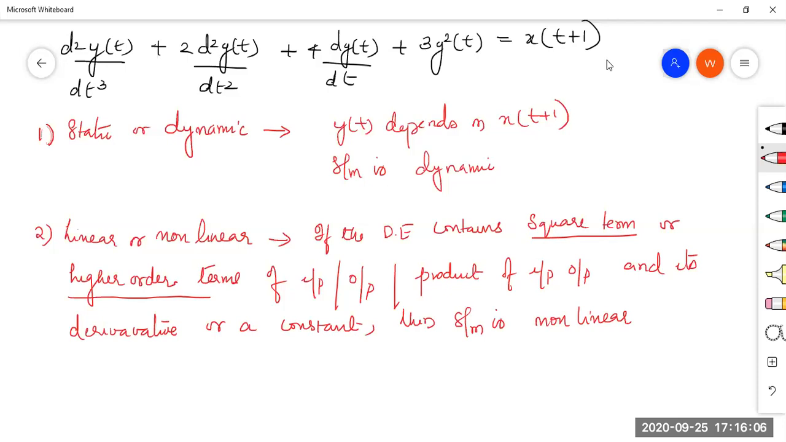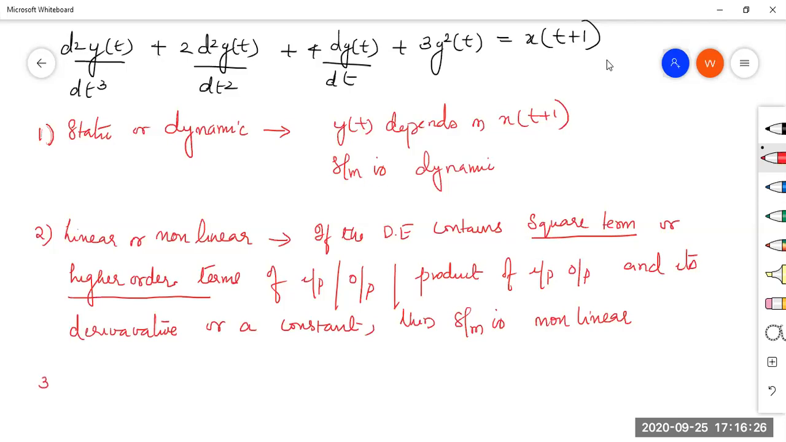So in this particular differential equation, you can see you have square terms, you have y square of t, and then d square y of t by dt square, so you have a square term. Higher order is not there, but a derivative is there, so you can definitely say it is a non-linear system.